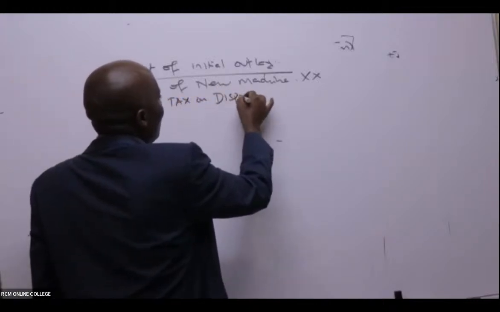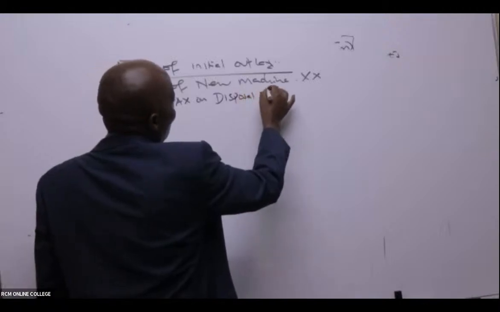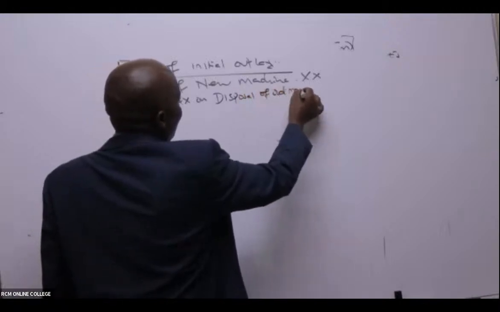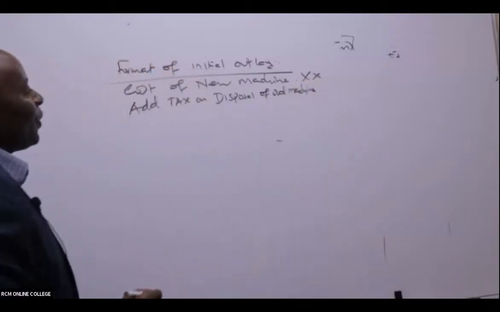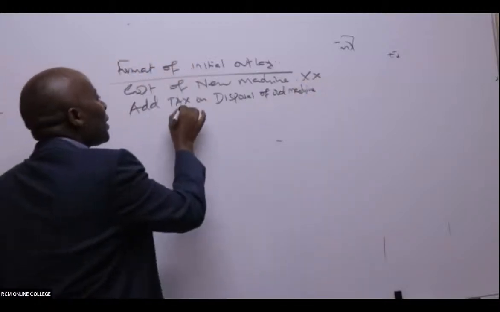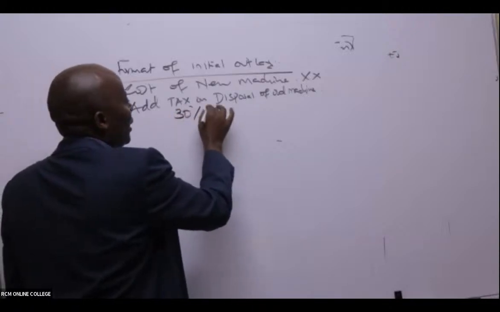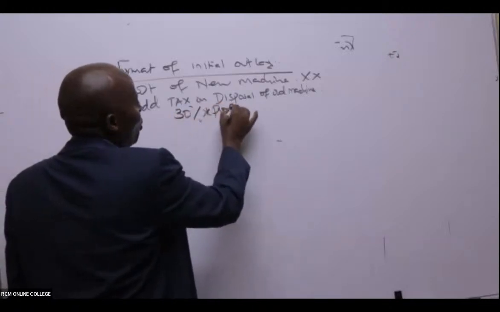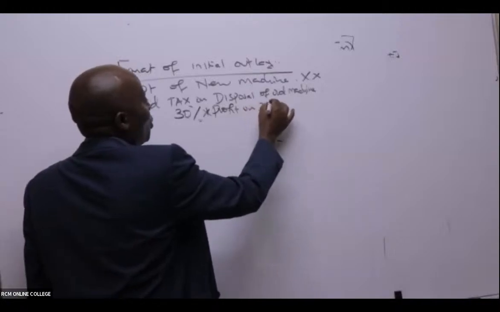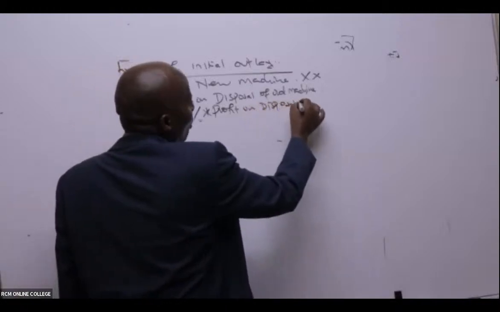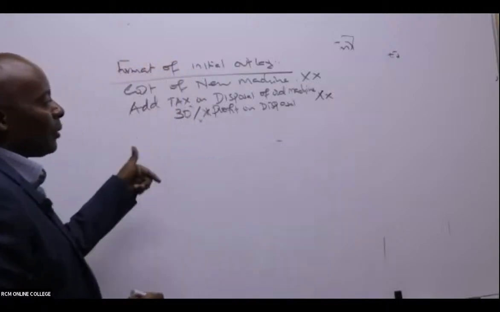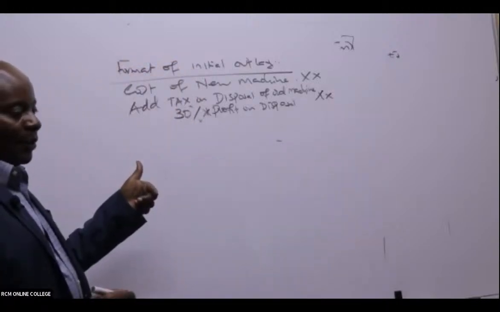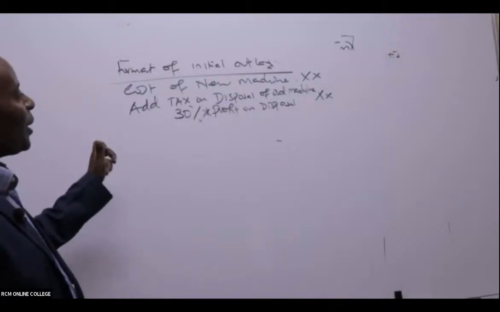disposal of old machine. So basically, we'll take the rate of tax, which perhaps would be 30%, times profit on disposal. Profit on disposal of old machine. You add. Of course, if it's a loss, you shall subtract. But you see here, in most cases, it will be a gain.